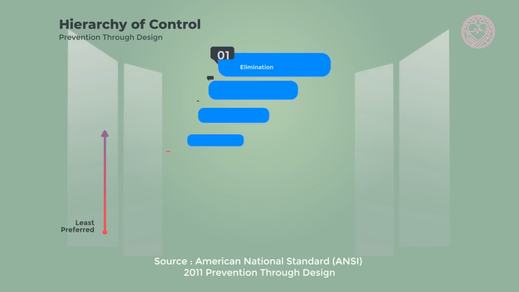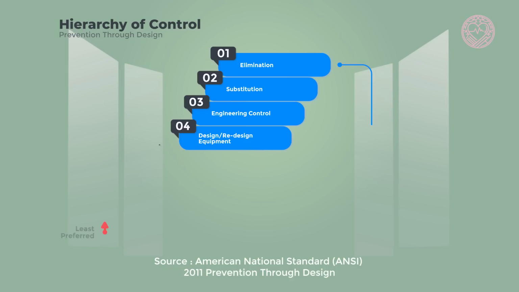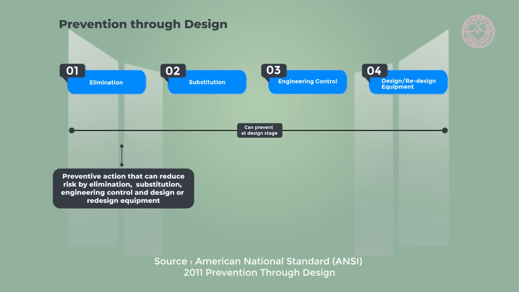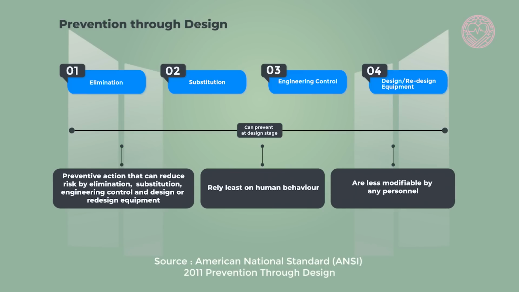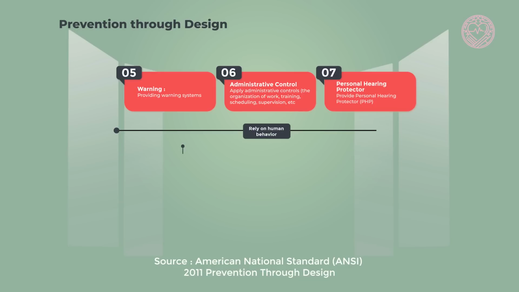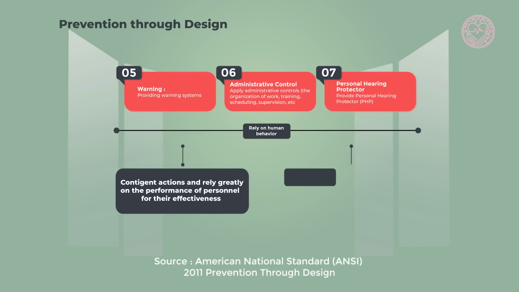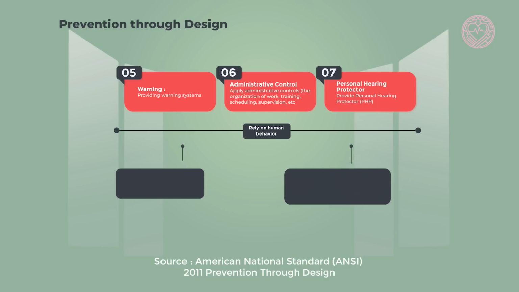The 7 levels in the hierarchy of controls that are described in the 1st through 4th levels are more effective because they are preventive actions that eliminate or reduce risk: substitution, engineering control, and design or redesign of equipment. They rely the least on human behavior and the performance of personnel, and are less defeatable by unit managers, supervisors, or workers. Actions described in the 5th, 6th, and 7th levels are contingent actions and rely greatly on the performance of personnel for their effectiveness. Inherently, they are less reliable.